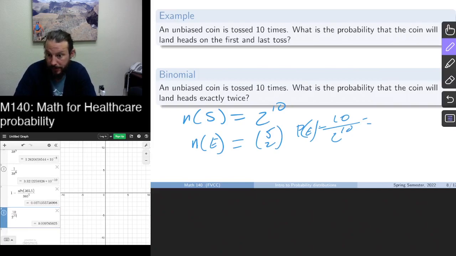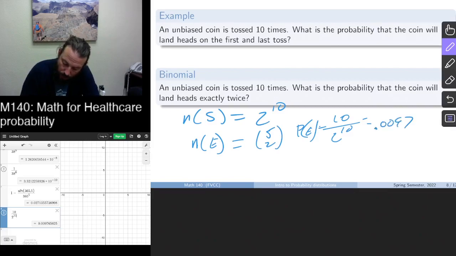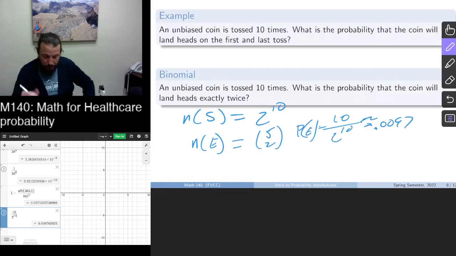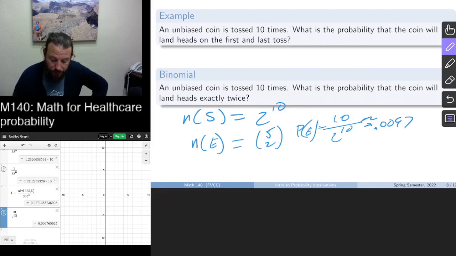Now that's only about 0.0097. Pretty small. So here, you toss the coin 10 times, you get exactly 2 heads. Well, you may be suspect of that coin. You can't determine anything, but you may be suspect of it. All right.